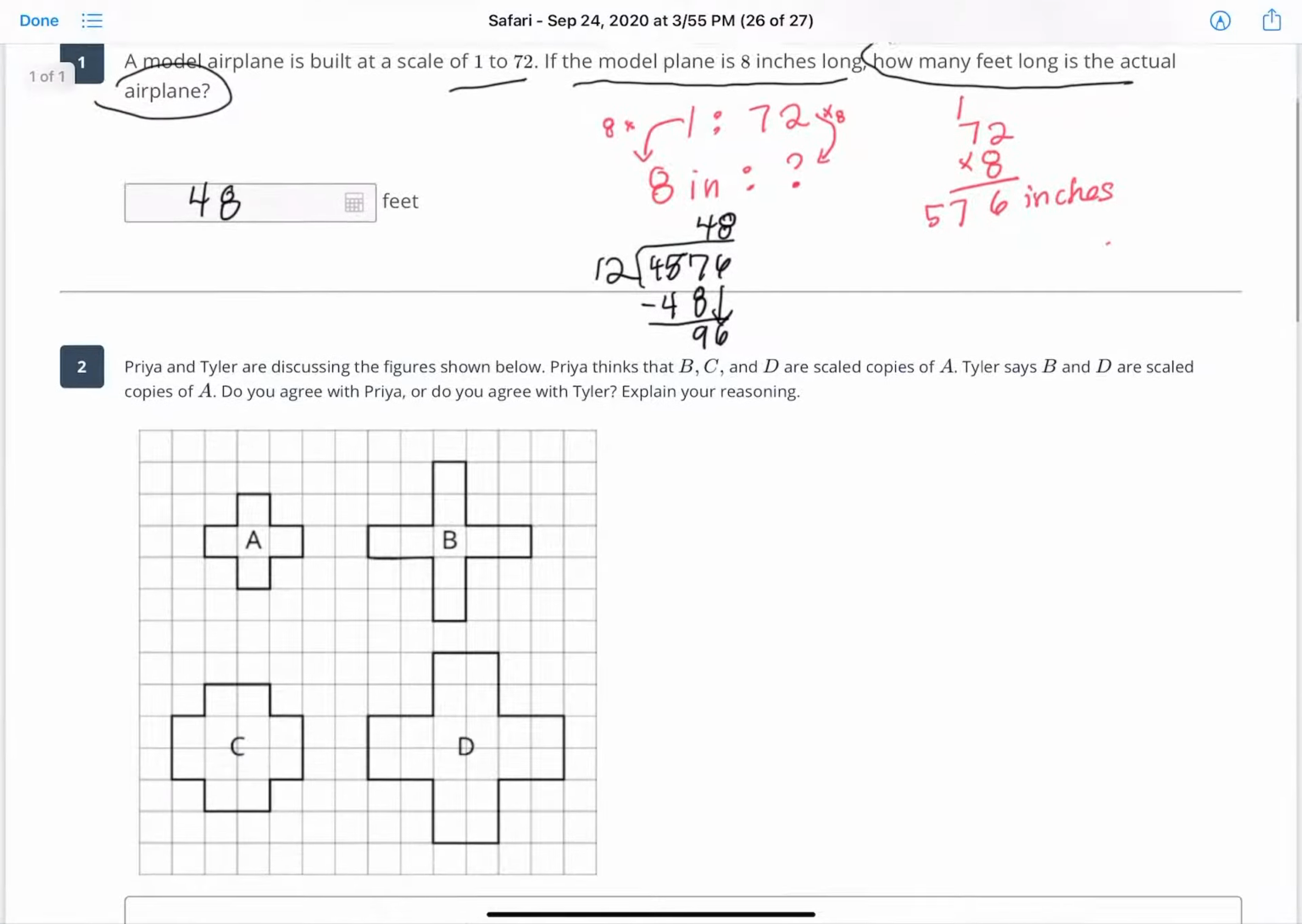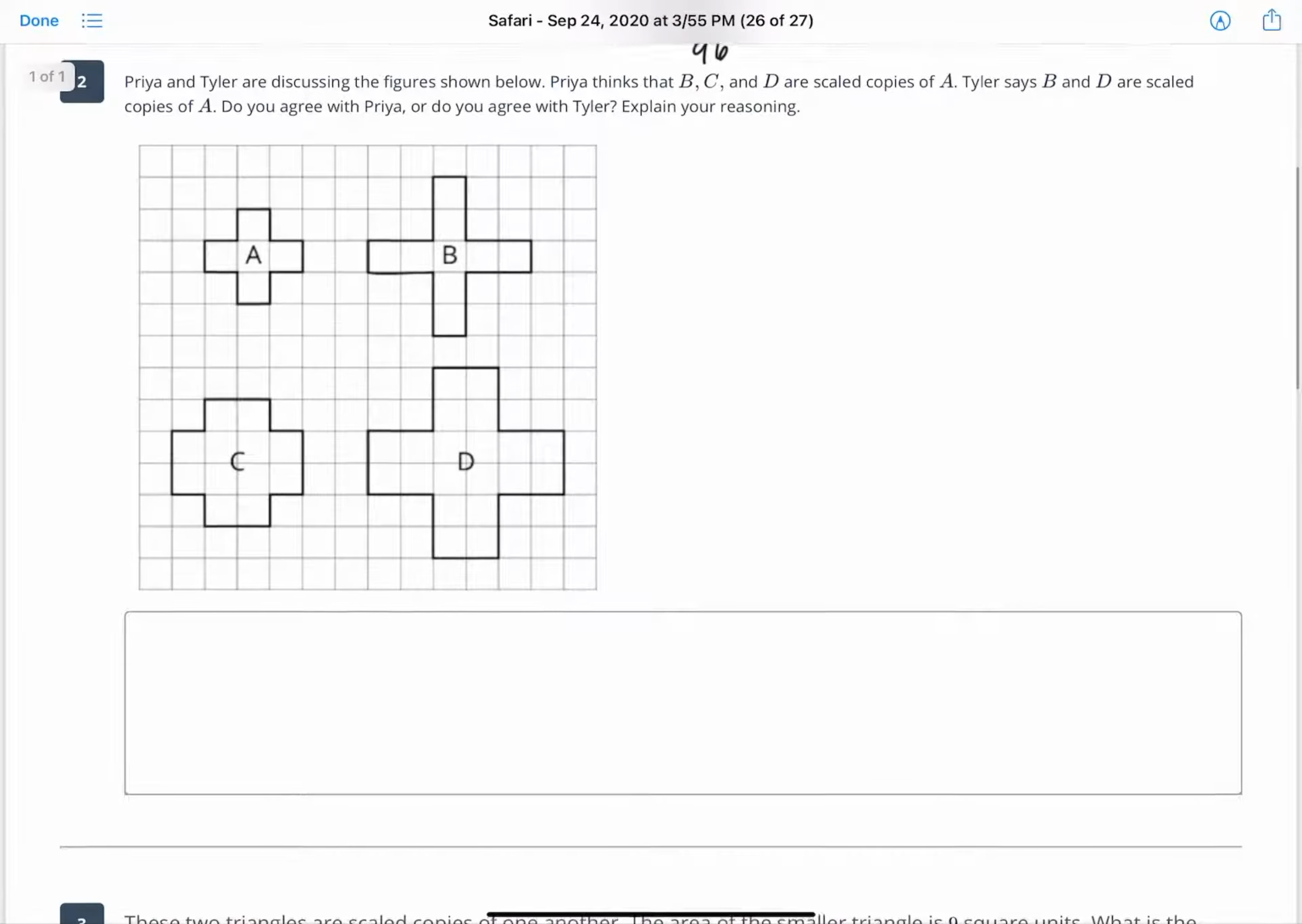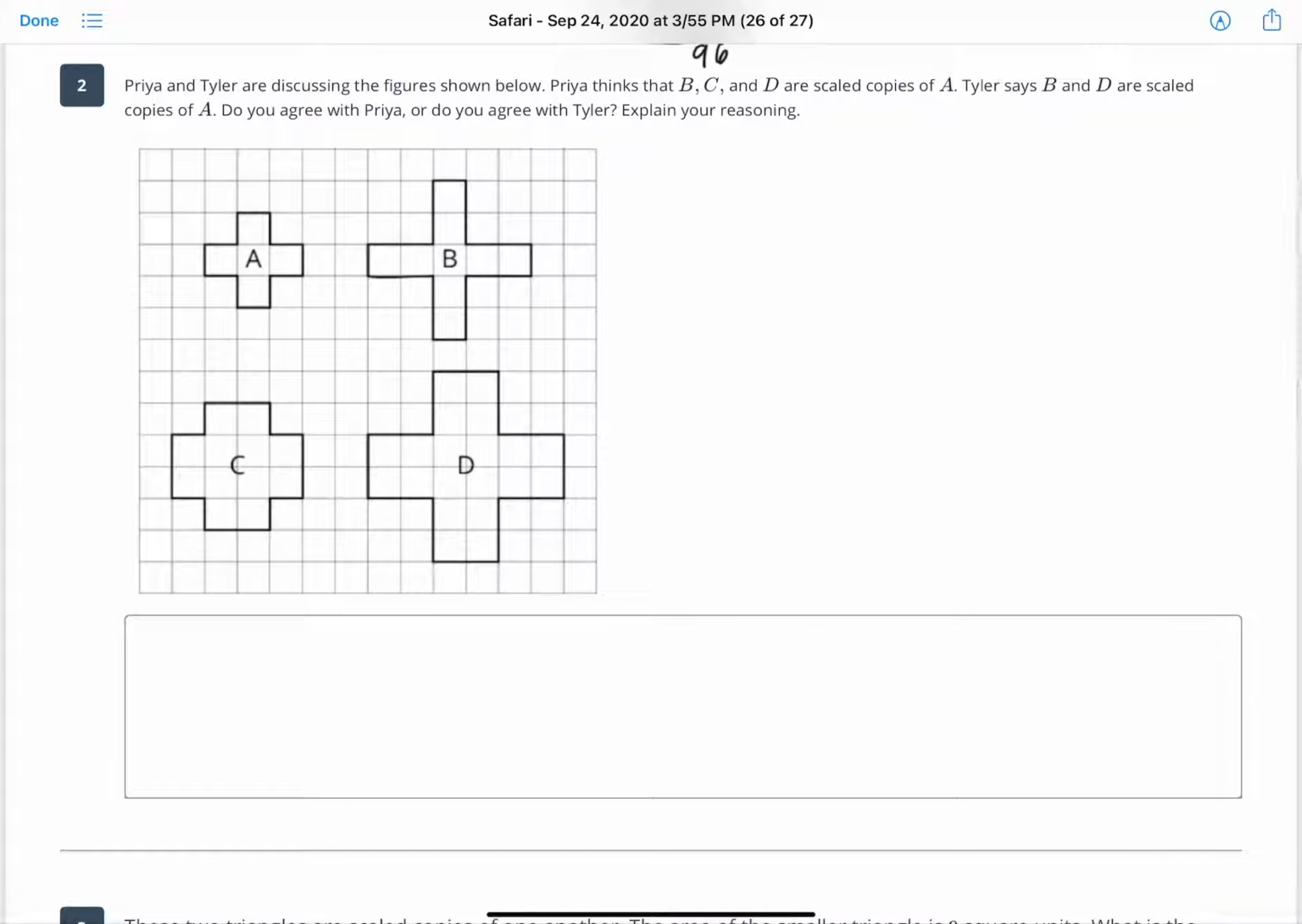Okay, moving on to the next question. Now, this question was on your first test with Priya and Tyler. And Priya and Tyler are discussing the figures shown below. Priya thinks that B, C, and D are scale copies of A. Tyler says B and D are scale copies of A. Do you agree with Priya or do you agree with Tyler? Explain your reasoning. So this was from the first assessment.